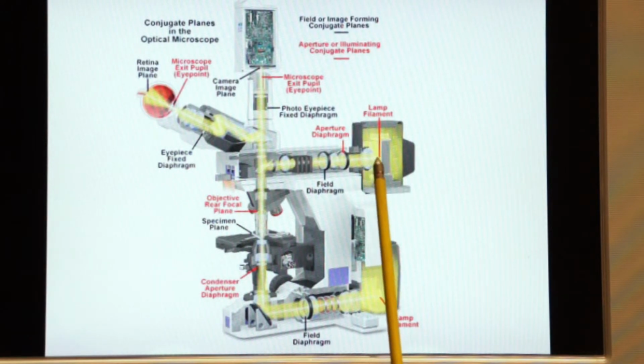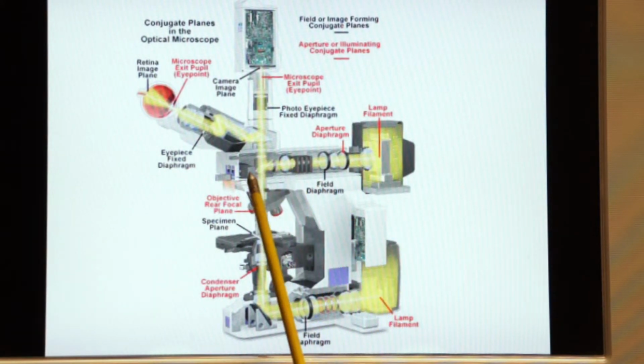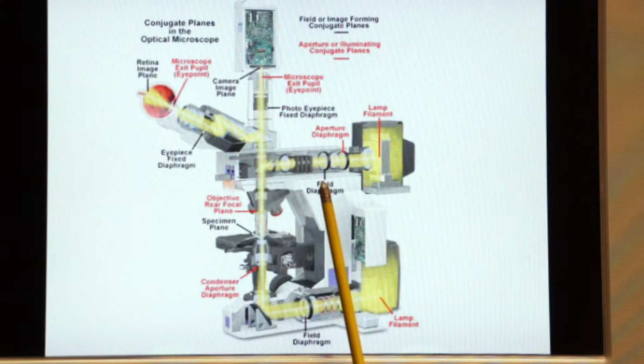Here you can see it traveling through a field diaphragm. Again, we can close this diaphragm down and align it for alignment purposes. The light then travels through what we call a barrier filter, an excitation filter that produces the light, that blue light that you saw in the microscope, to excite our specimen.